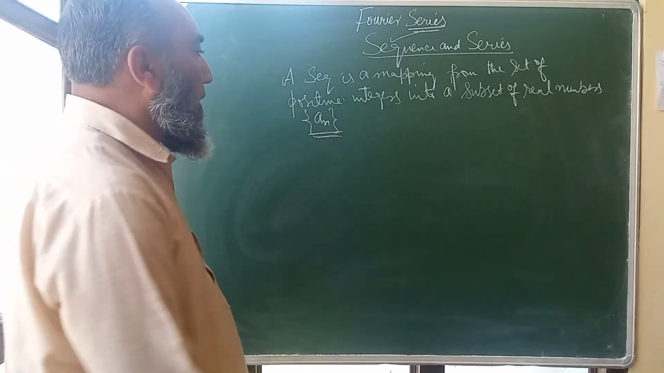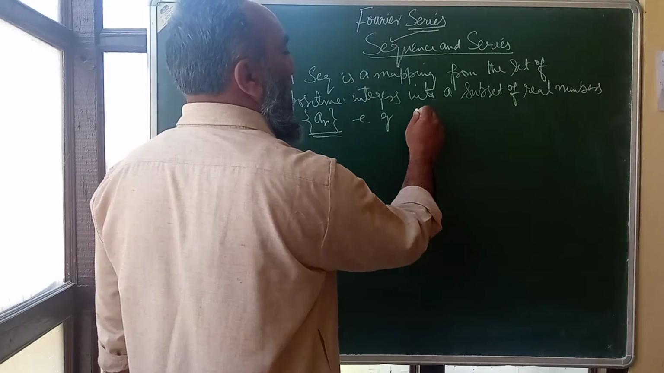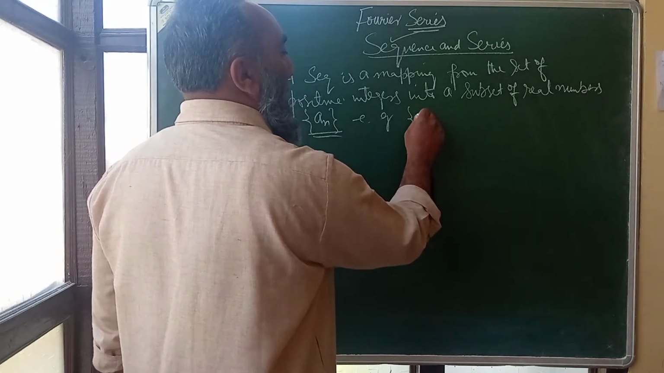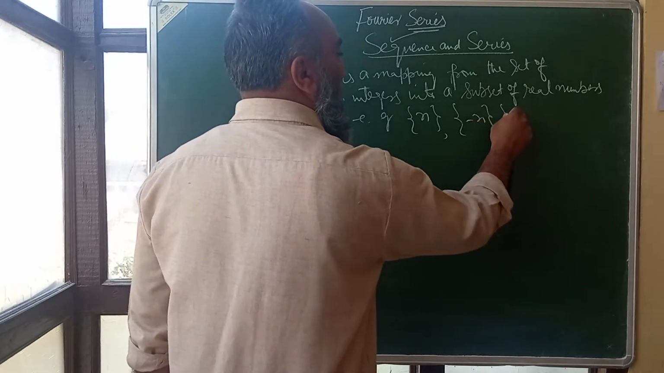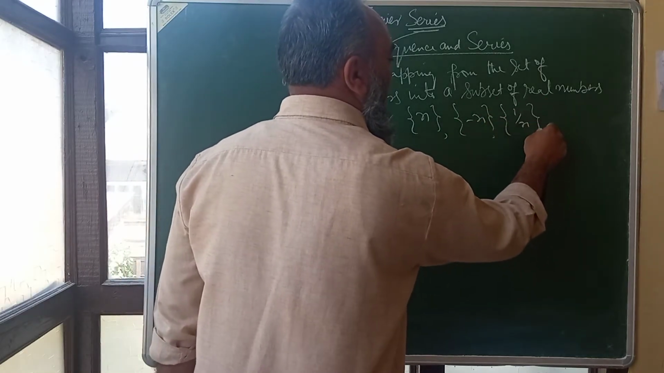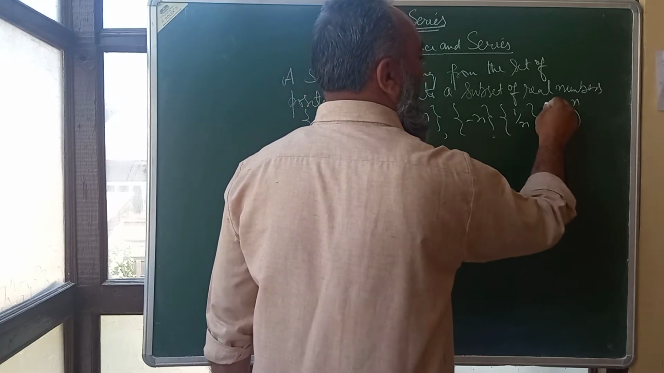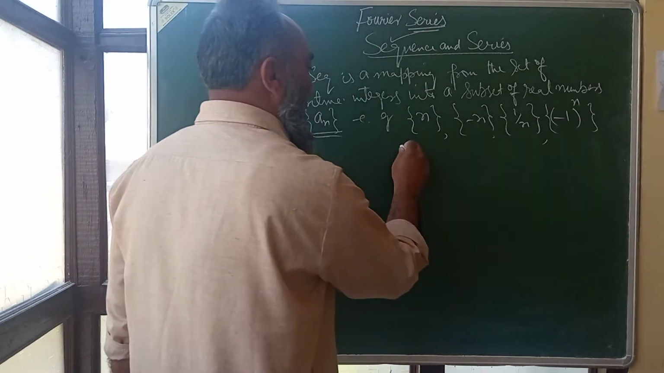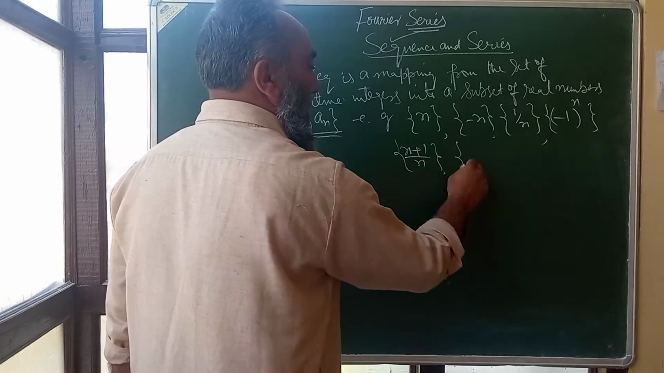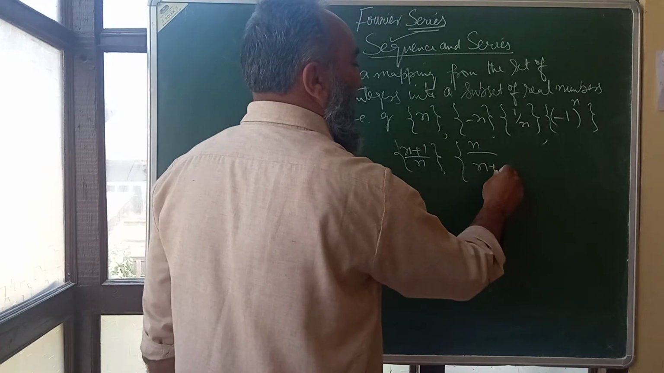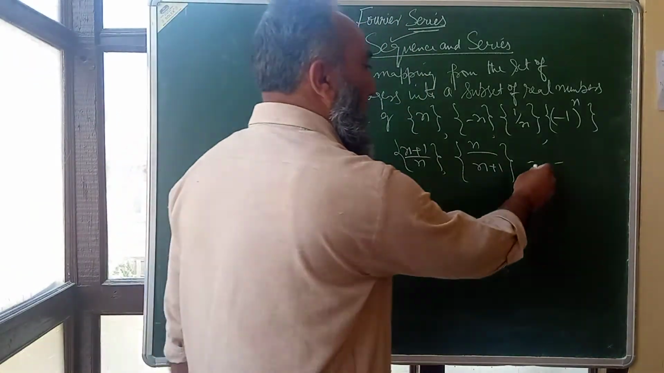Okay. For example, you have the sequences n, or minus n, 1 by n, (-1)^n, (n+1)/n. These are all sequences. n/(n+1), and so on. So many sequences are there.